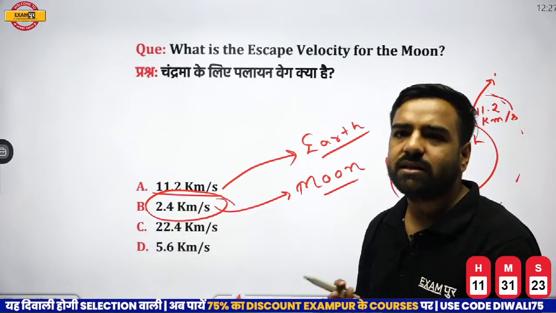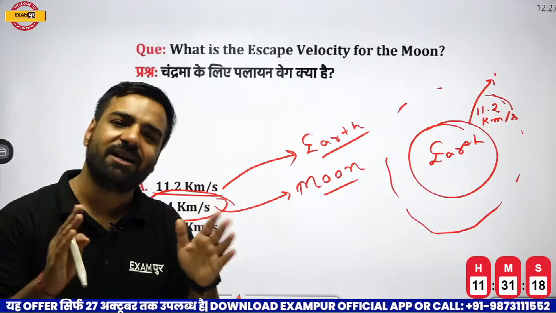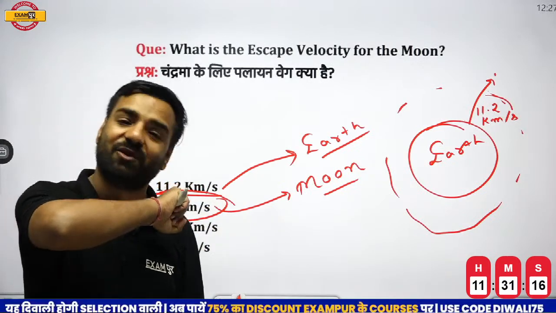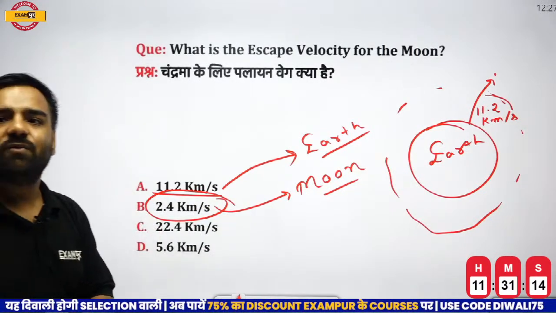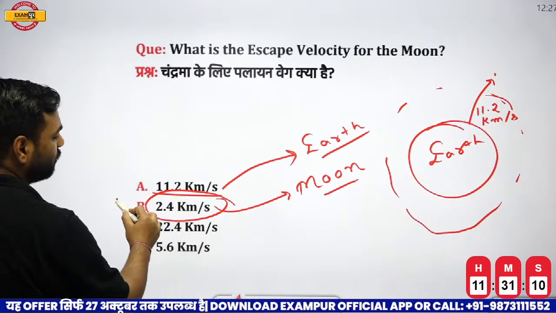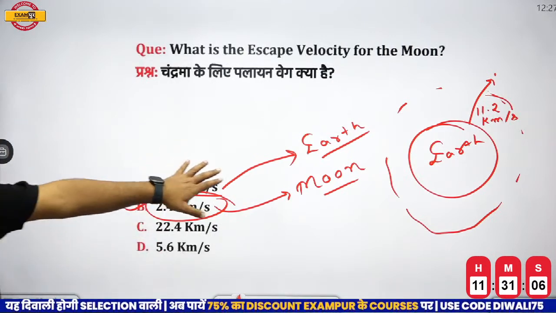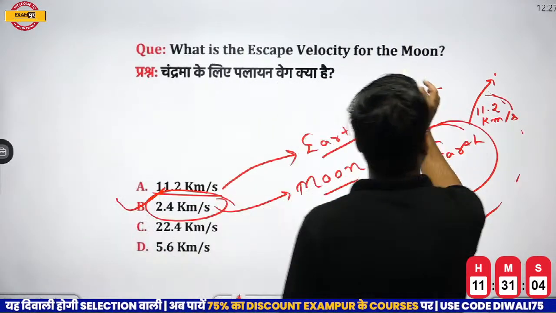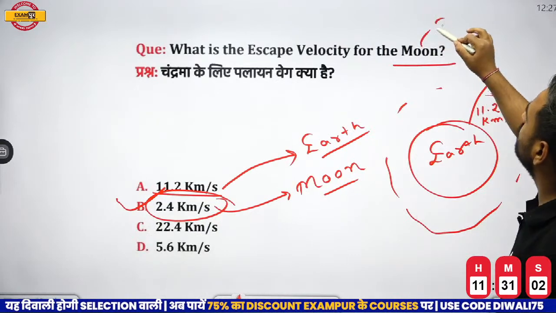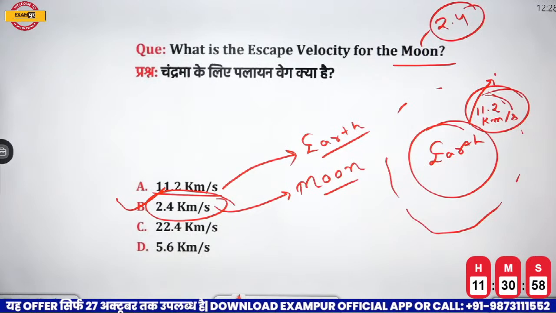So there's a difference. Vinod, I assure you, since you have given the wrong answer here now, 100% you will be correct in the main examination, for sure. So Vinod, Jagdishan, Vikramaditya, awesome. Here 11.2 kilometer per second was for the Earth. So 2.4 kilometer per second is the correct answer for the Moon. So remember this part. For the Moon, it is 2.4 kilometer per second. For the Earth, it is 11.2 kilometer per second. I guess this is clear now. Let's move forward to the next question.